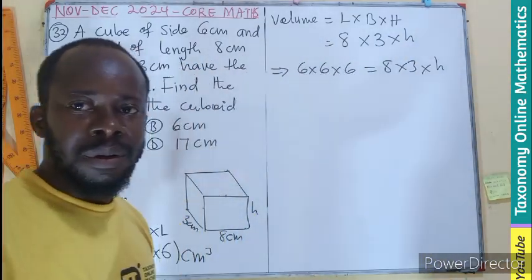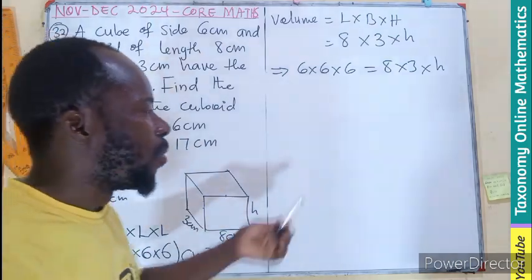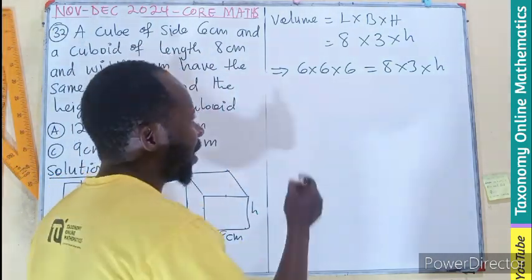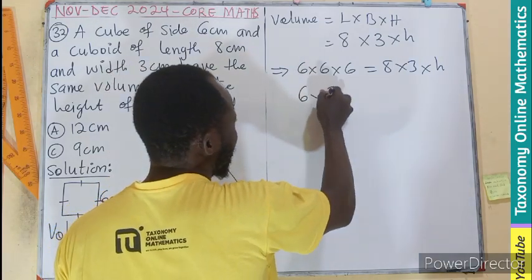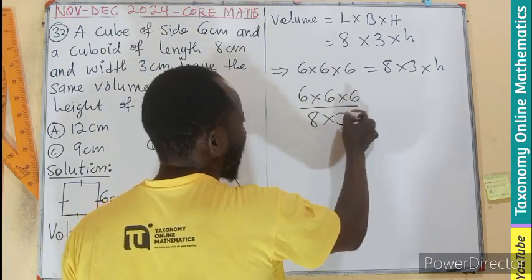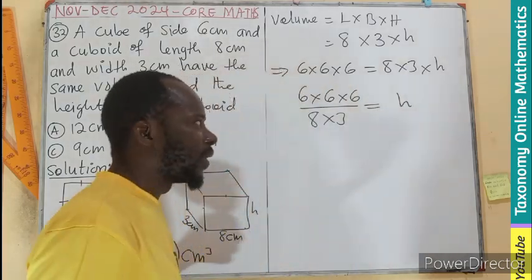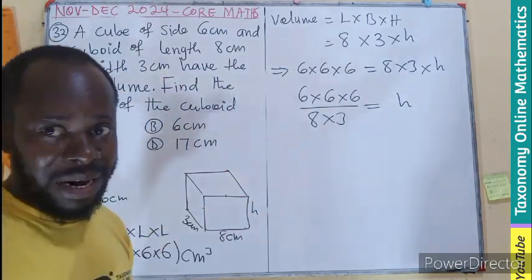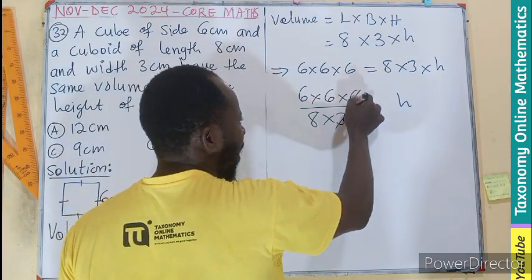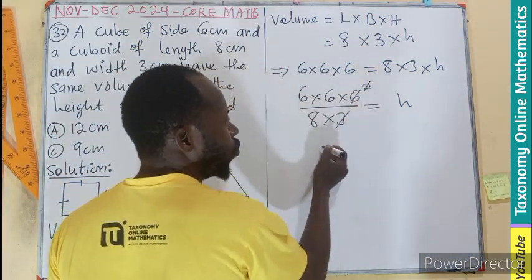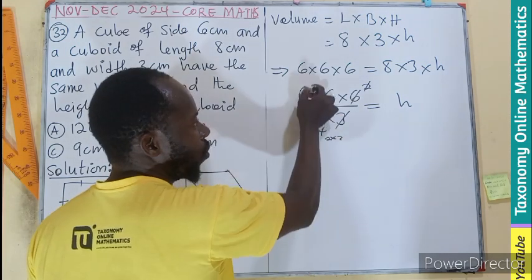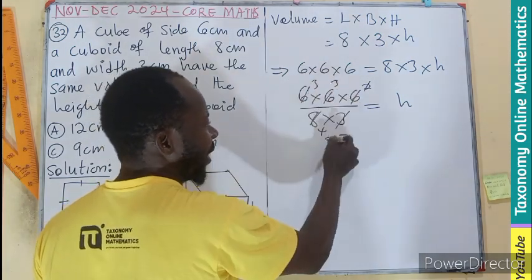But we are looking for h, so we divide both sides by the 8 times 3 so that we can easily get the h. So 6 times 6 times 6 divided by 8 times 3 equals h. I don't want to have a bigger number that I'll have to think of how to divide it. So I know this will go here 2 times. That 2 will go here 4. 4 is 2 times 2. So going here 3, going here 3, they cancel.